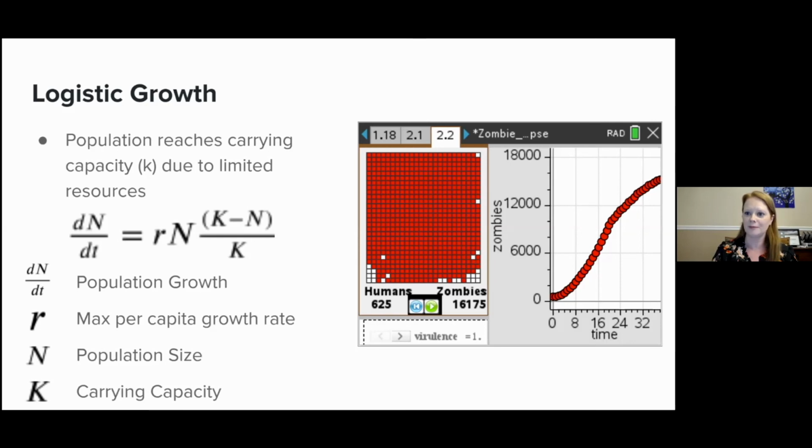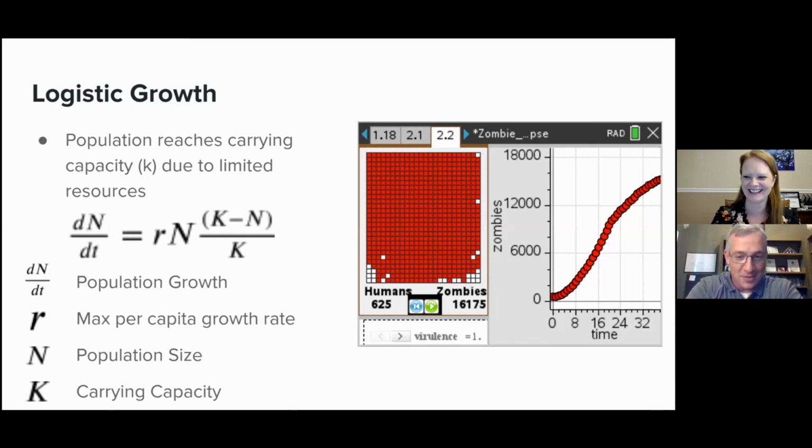So what are the zombies running out of? Well, I don't know if this is a good or bad thing, but they're running out of healthy people to eat. Yeah, they're running out of that food resource. So you see that they're reaching that carrying capacity based on the amount of food that's available. And that's represented as K.